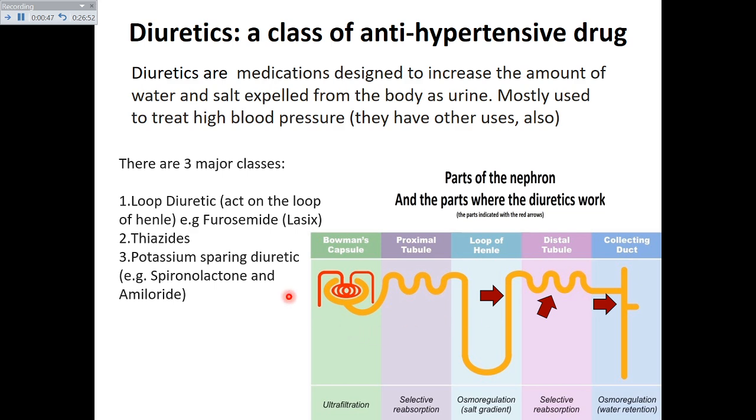This glomerulus is a functional unit of the kidney which is called nephron. This is the glomerulus. Here the filtration occurs, and this is the tubule.